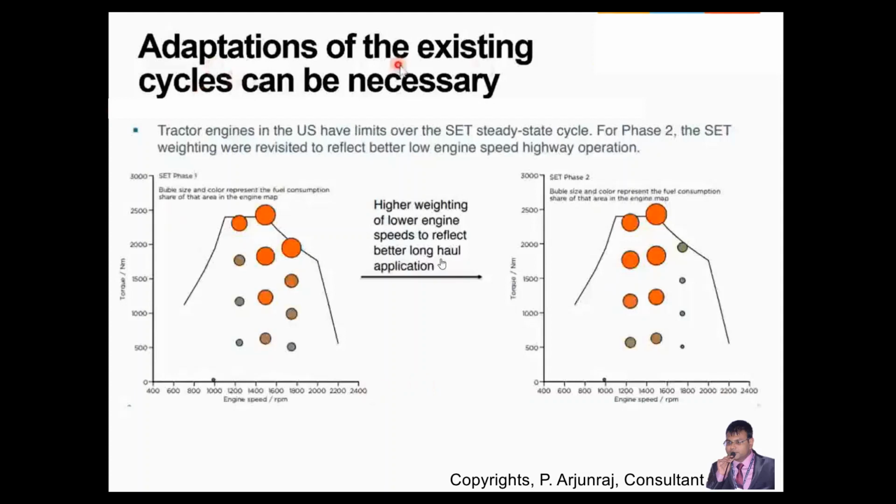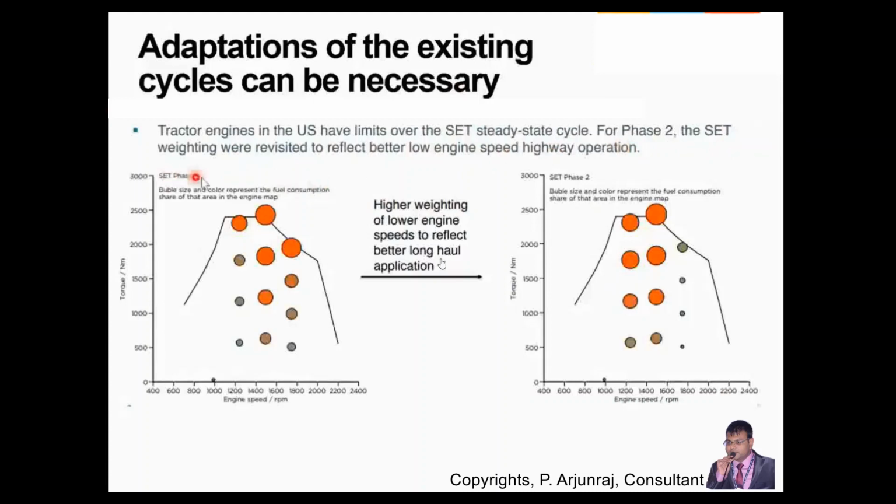These are more adaptations of the existing cycle that is very much essential. The tractor engines in the US have limits over the ACT state cycle. ACT stands for supplemental emission test, for phase two.